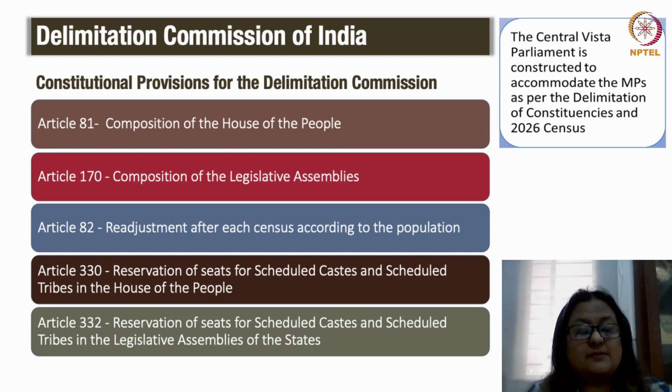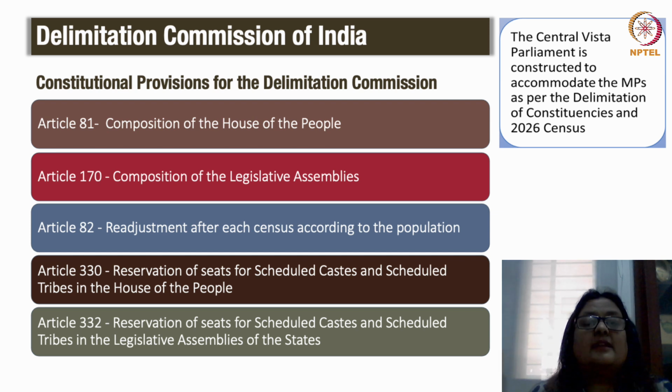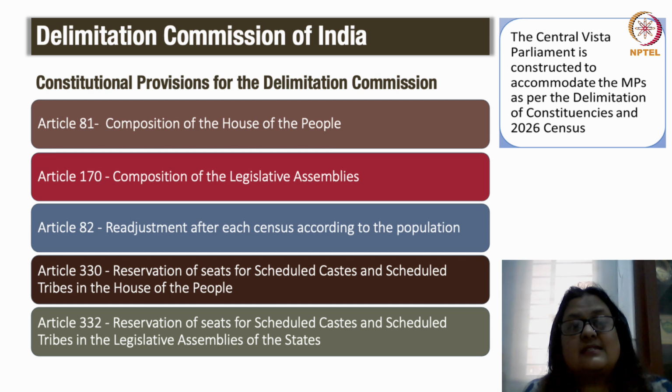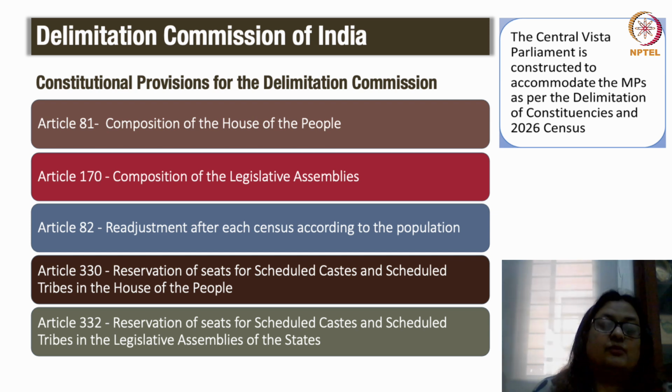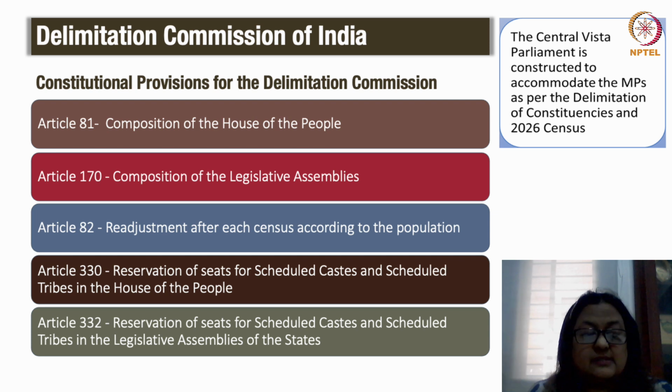Article 170 talks about the composition of the legislative assemblies in the state. Certain states have legislative assemblies and legislative councils, that is, a bicameral legislature. In such cases, Article 170 provides the powers to the Delimitation Commission. Article 82 talks about readjustment after each census according to the population. As I've already said, after every census, the Delimitation Commission allocates the constituencies. Article 330 talks about reservation of seats for the scheduled castes and scheduled tribes in the House of the People.